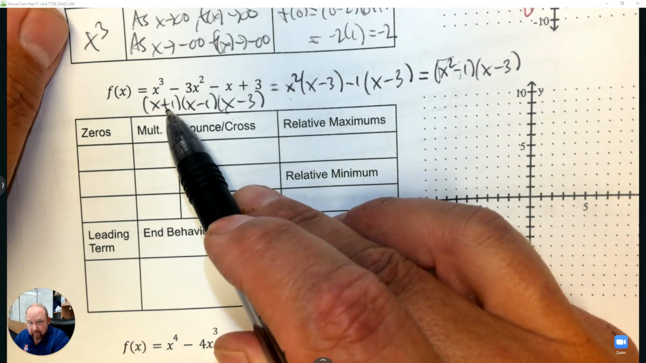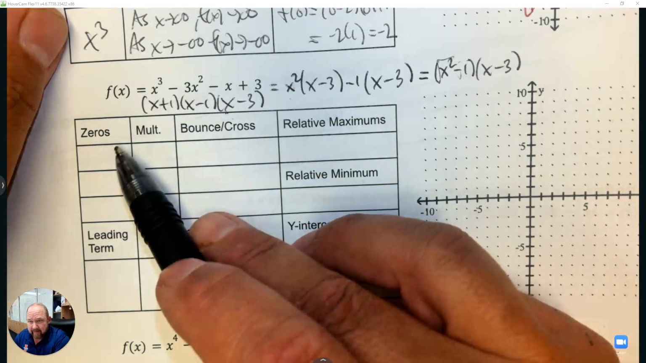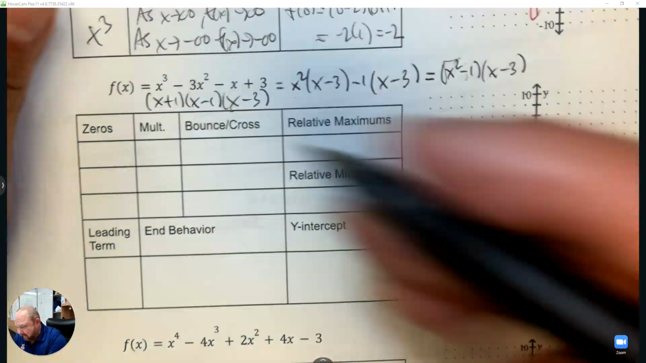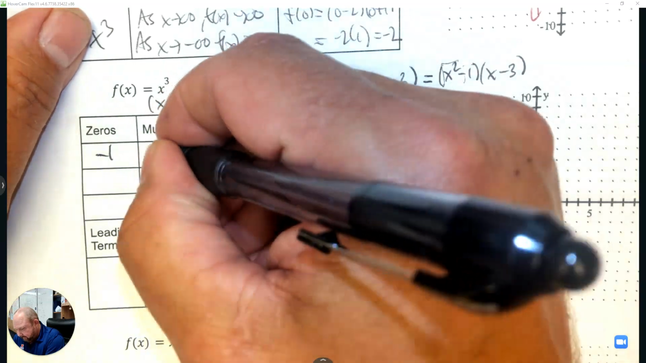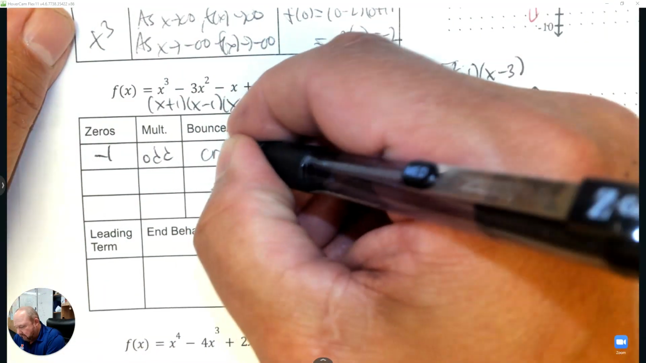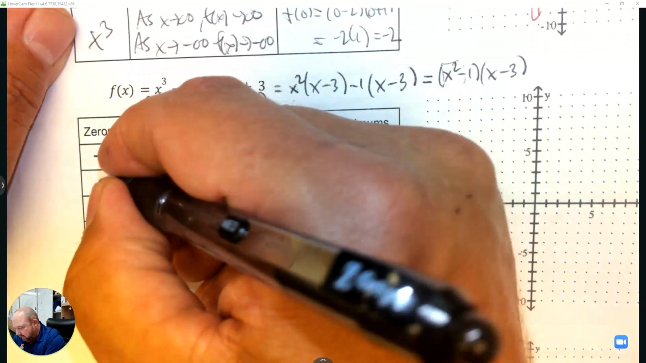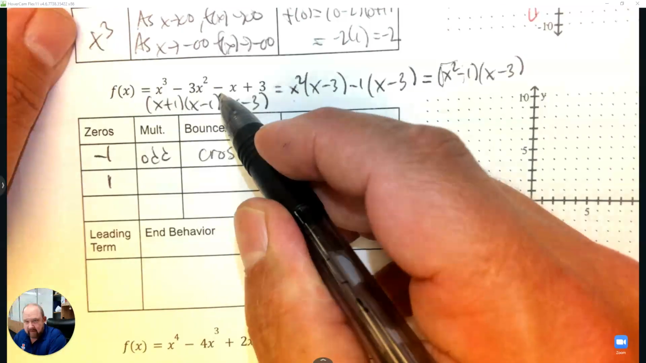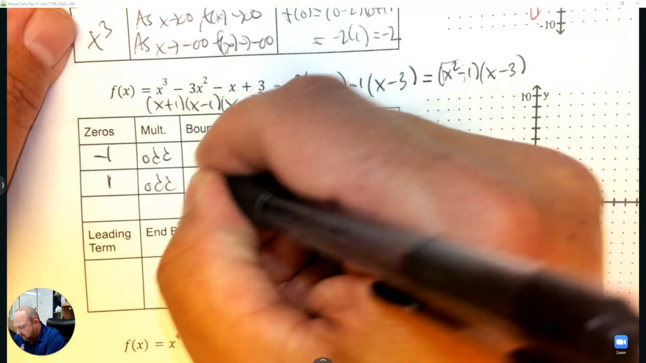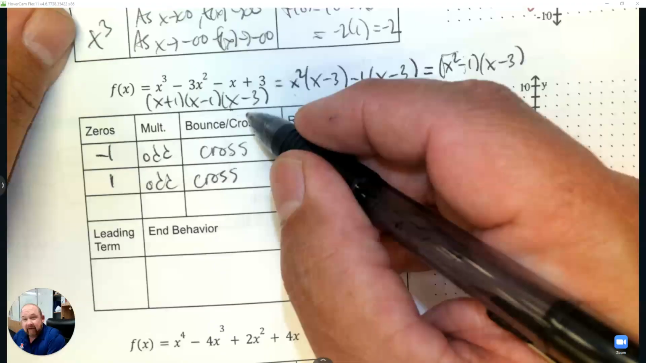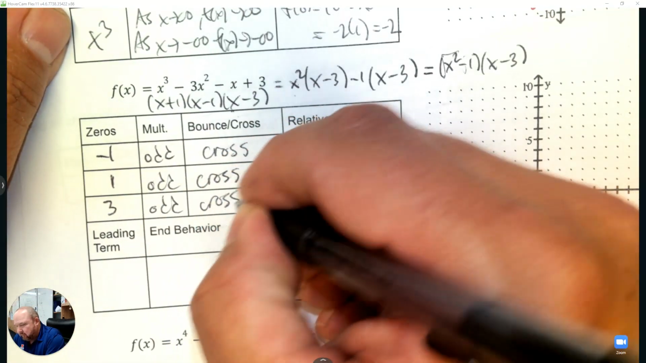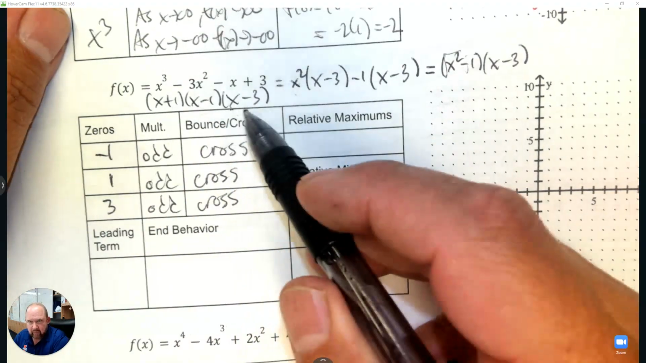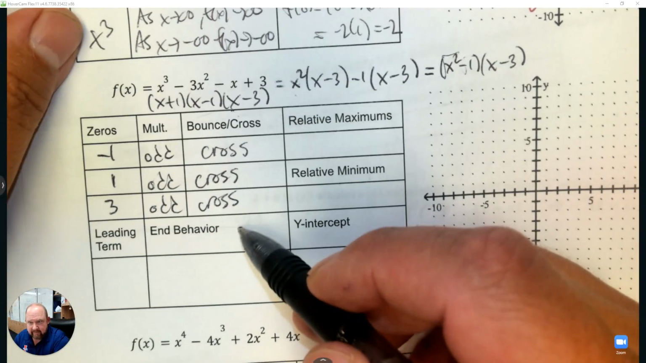Now we can write down the zeros. So remember, factors and zeros are opposite numbers. So negative 1, the exponent is odd, and that means it's going to cross. The next one is positive 1. Again, the exponent is odd, it's going to cross. And then the last zero is 3. Again, the exponent is odd, it's going to cross. So at each one, negative 1, positive 1, positive 3, it's going to cross.